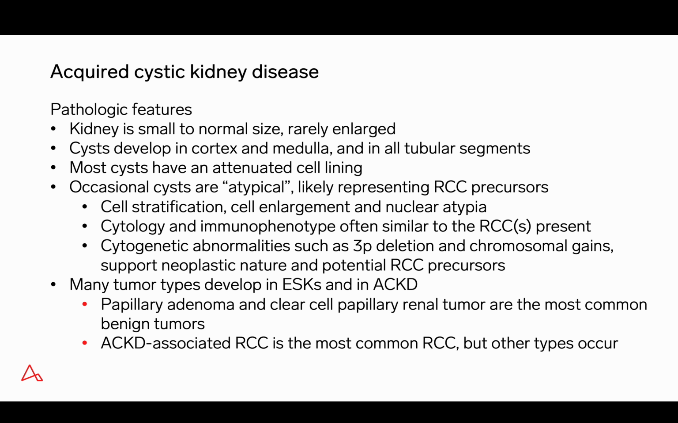Although many tumor types occur in end-stage kidneys and in end-stage kidneys with acquired cystic kidney disease, two benign tumors, papillary adenomas and clear cell papillary renal cell tumor, are the most common benign tumors. Acquired cystic kidney disease-associated renal cell carcinoma is the most common renal cell carcinoma, and it is unique to development in the presence of acquired cystic kidney disease. That said, many other types of renal cell carcinoma also occur.